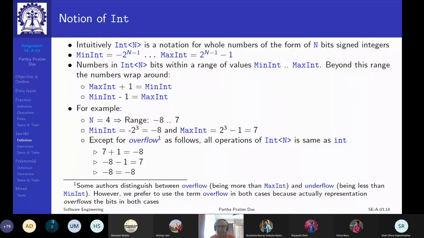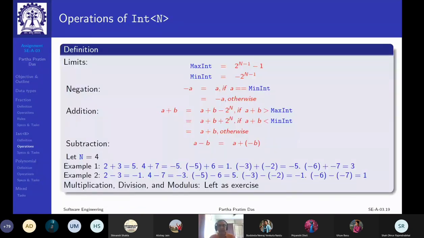When you do more of the computer organization, arithmetic and all, I do not know if you have done that, you will know how hardware actually handles this. So this is the notion. We just need this notion, not how hardware does it. So the operations are certainly you have two limits. The negation is minus a is a if a is the same as minint, otherwise it is minus a.